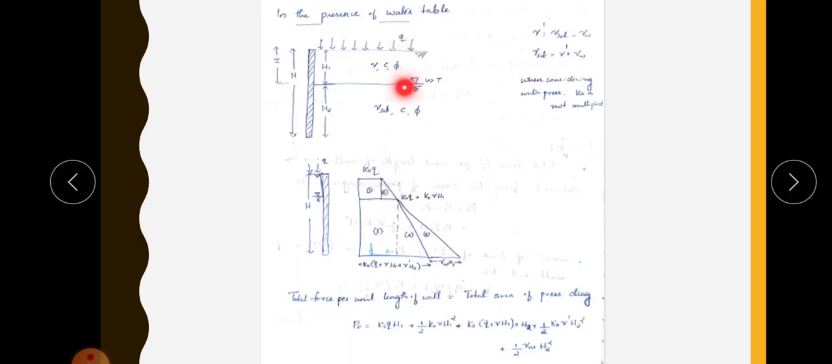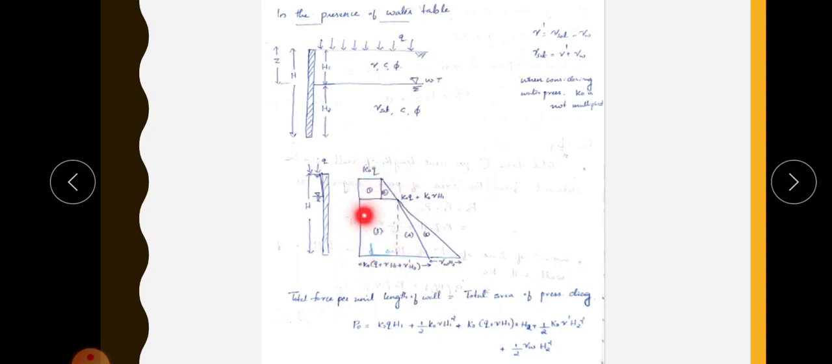Next we have to draw the pressure due to this backfill soil for a height of h1. At the top it will be 0, and at this point it will be K naught into gamma into this height h1, because we are considering the soil for a height of h1. So this first section is over. Here there is no water, so we should not consider the pressure due to pore water. So the pressure diagram for the height of h1 is over.